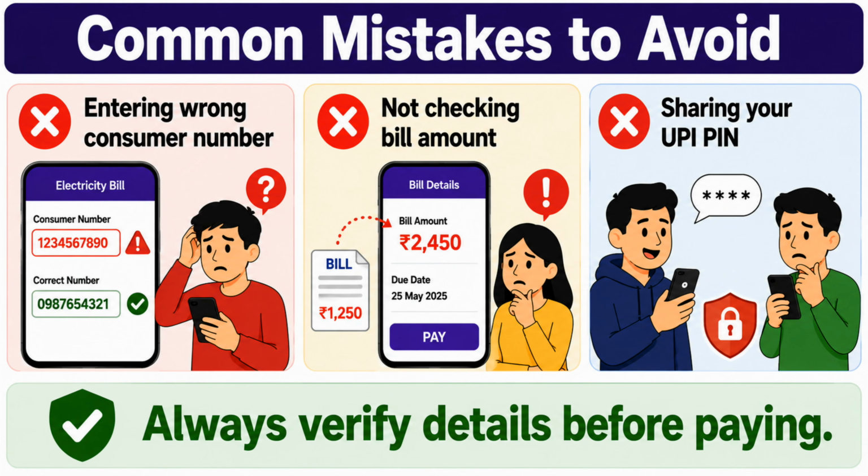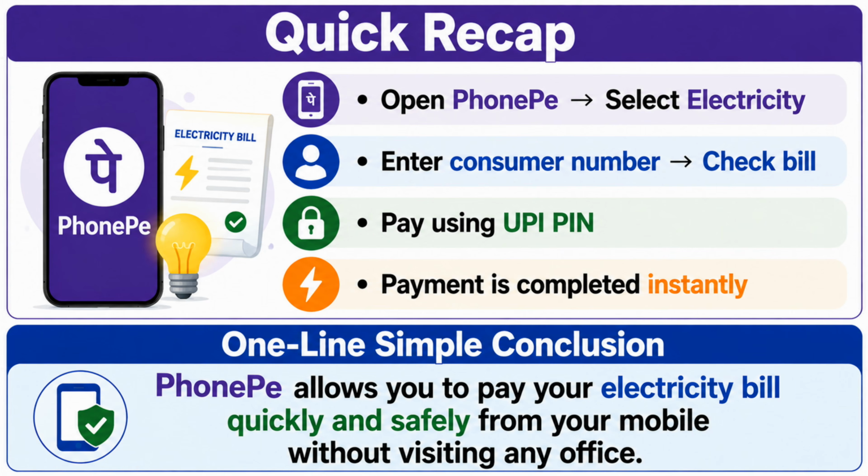What are the common mistakes you have to avoid? Entering wrong consumer number. Not checking the bill amount. Sharing your UPI PIN. Always verify the details before paying. Here you can see the summary of whatever we have discussed.